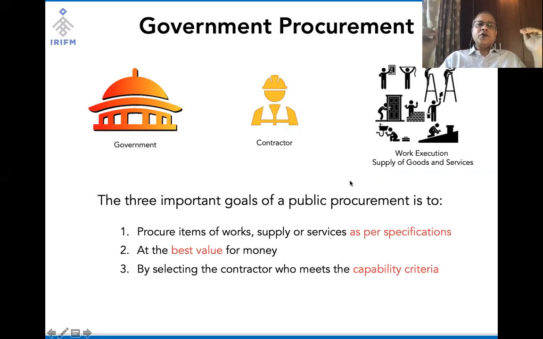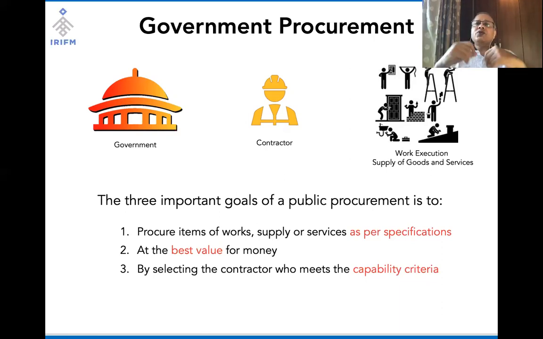Now, in any government procurement, there are 3 important goals. The first goal is to procure the right items. When we say procure right items, it means procure items as per desired specifications. Second is to achieve best value for money, which means that if I have 2 items which have equal specifications, then the item which is giving me better rate gives me more value for money. So that is the second goal.